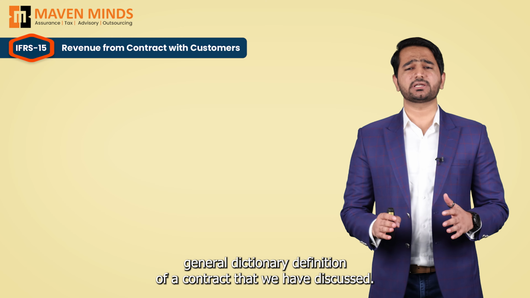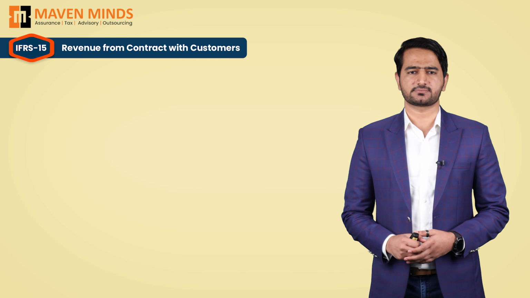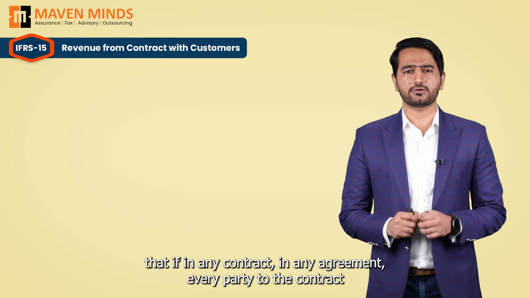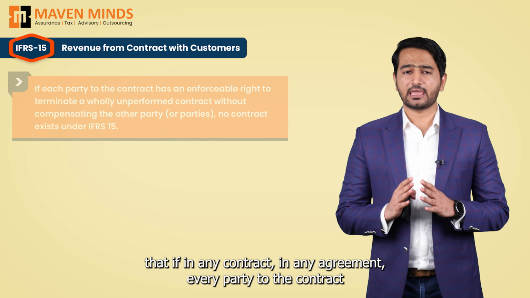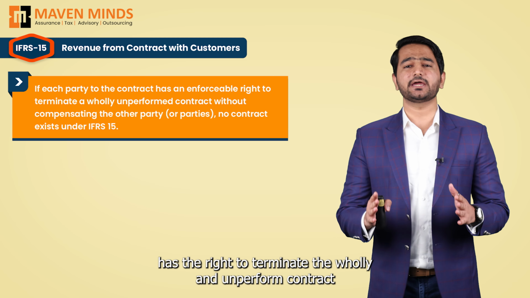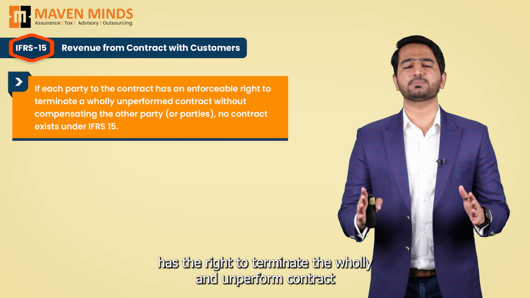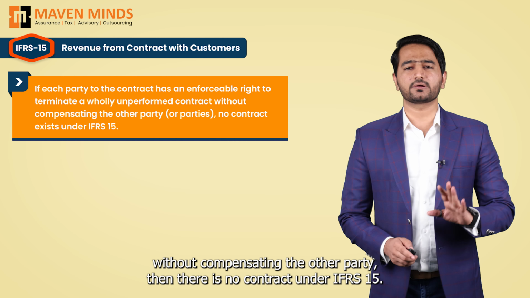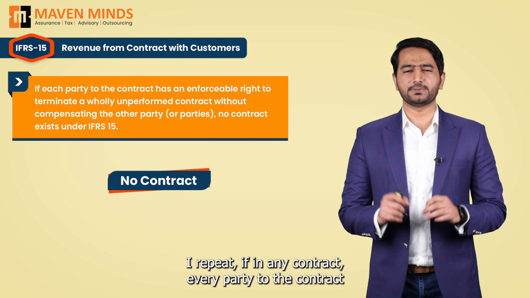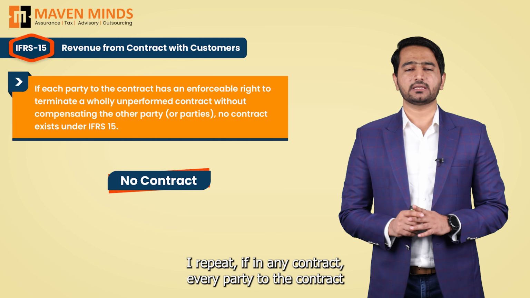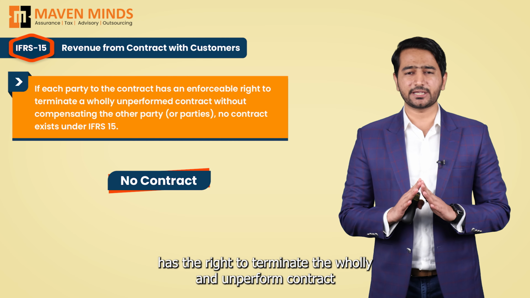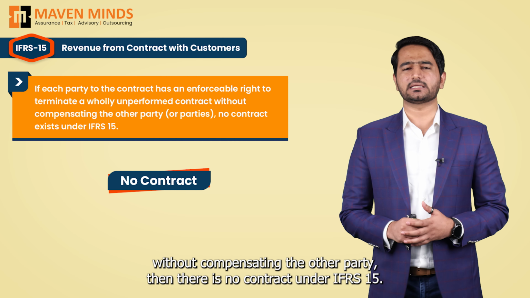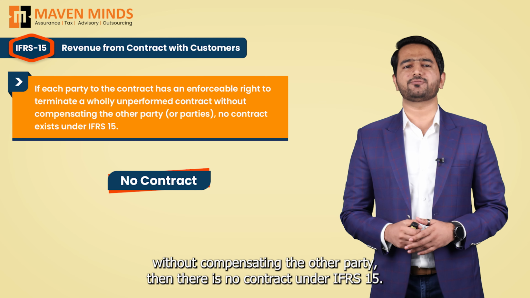This is the general dictionary definition of a contract that we have discussed. We need to keep one thing in mind: if in any contract, in any agreement, every party to the contract has the right to terminate the wholly unperformed contract without compensating the other party, then there is no contract under IFRS 15. I repeat, if in any contract, every party to the contract has the right to terminate the wholly unperformed contract without compensating the other party, then there is no contract under IFRS 15.